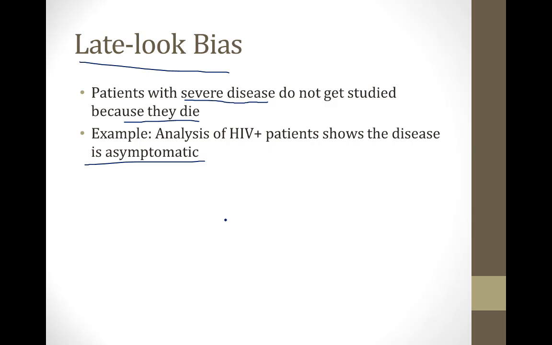It's also sometimes called length bias because these types of studies are biased towards patients who have survived for longer periods of time, and they're biased against patients who die early on due to a severe form of the disease.